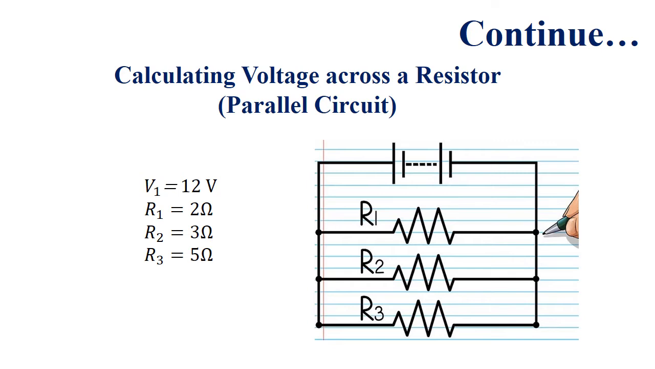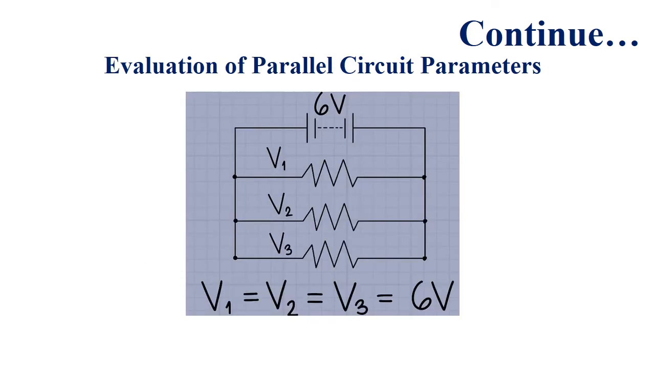Here we have a parallel circuit. It basically consists of three resistances in parallel fashion and also a 12 volt battery. In a parallel circuit, across each branch, the voltage equals the voltage of the battery. Like we see here, we have three resistances, so across each resistance we have an equal amount of voltage, exactly the same value as the battery.